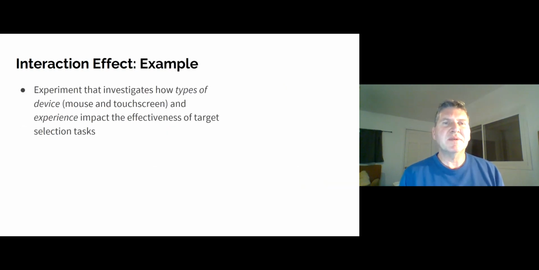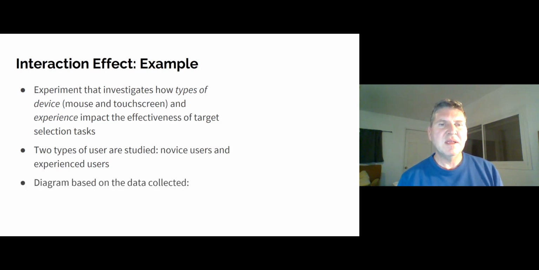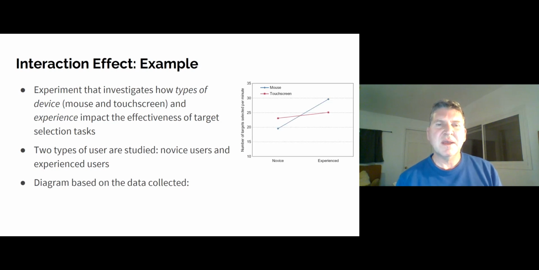So here's an example. We conduct an experiment that investigates how types of device and experience impact the effectiveness of target selection tasks. So two types of users are studied, novice and experienced. And of course, we've got to define them a little bit better than here, but for now, we're just going to use them as two different groups. And then the diagram based on the data collected show the following.